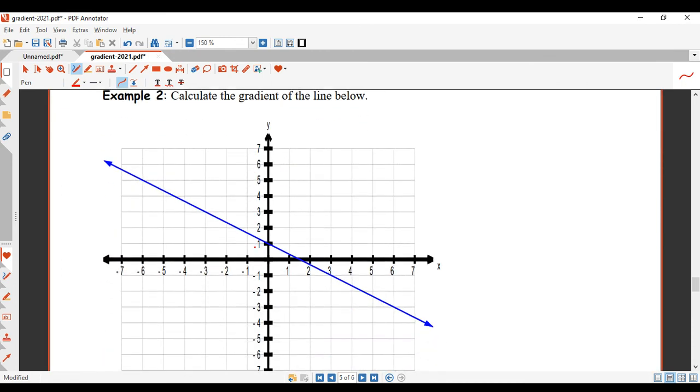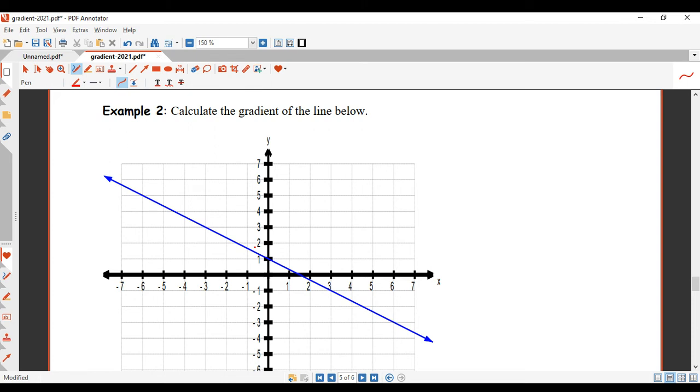So let's try that for this one. I've got to choose any 2 points on the line. Now, I want to be sure of the coordinates so I can count the squares. So I always choose a point on the corner of the grid. There's one, and here's another one. Okay, you could have chosen another 2. All right, so I like to do the rise part first. I like to go up first.